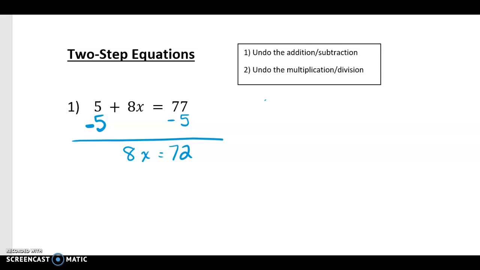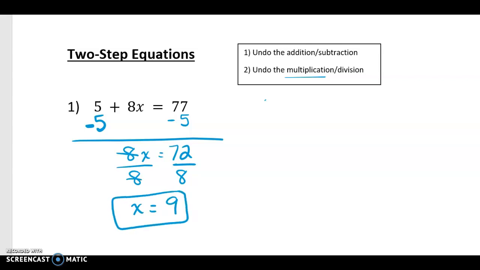8 times what number is 72? We're going to undo the multiplication by dividing each side by 8. This 8 over 8 cancels out. We are left with x equals 9. We can always check our equation by plugging this 9 back into where the x is. When I work it out, I'll see that 5 plus 72 does equal 77, so I know I did it correctly. That's a good thing about any of these equations: you can always check them by plugging your answer back into the variable.